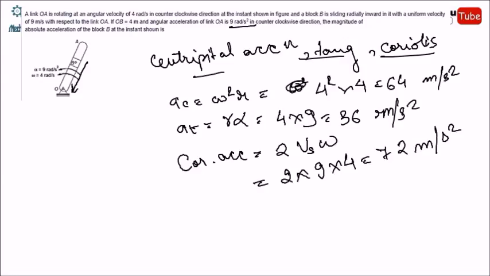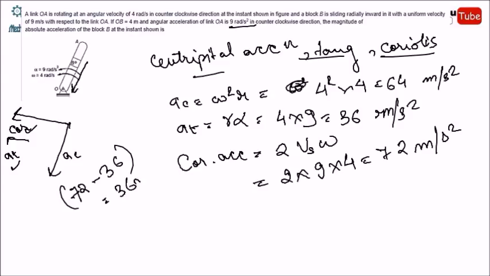Now we have three accelerations. One is in this direction, that is AC. And one would be in this direction, the Coriolis component of acceleration, because we take the sense of the rotation of omega and change the direction by 90 degrees to obtain the Coriolis component. And tangential acceleration AT is also in this direction. Now we will find the resultant of Coriolis and AT, which would be 72 minus 36, that is 36 meters per second square.